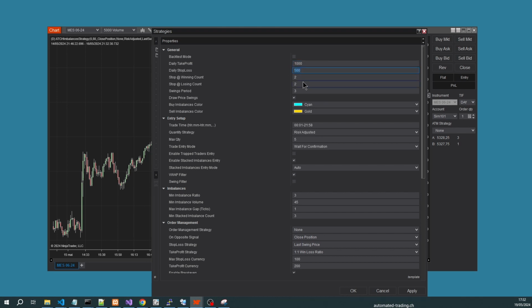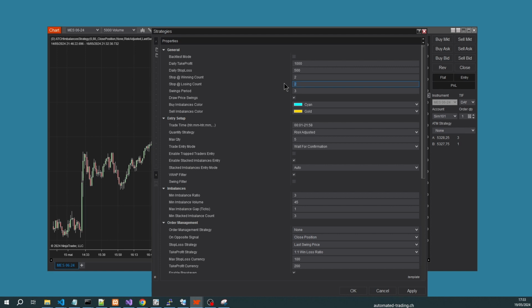Stop at winning count. So if you don't want the strategy to stop based on an amount of dollars, but on a number of winning trades. If you set this to 2, then if the strategy has made 2 winning trades, the strategy will stop trading for the day. Same thing for the losing count.